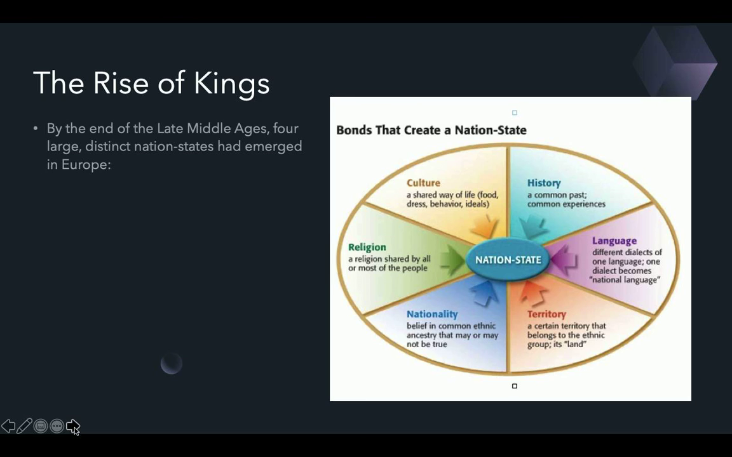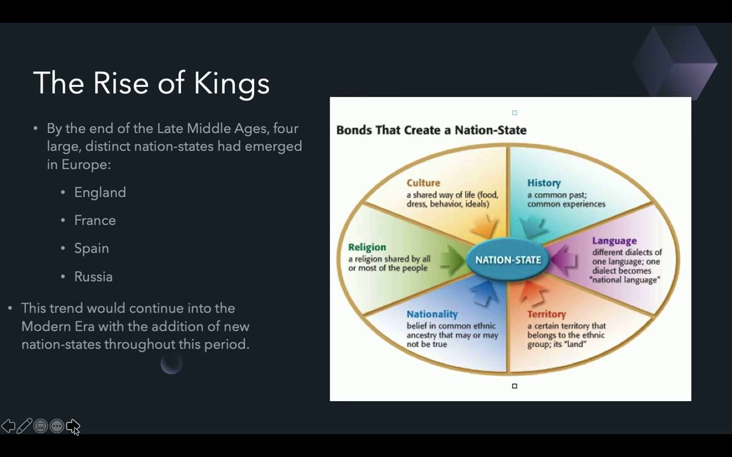So by the end of the late Middle Ages, 4 large, distinct nation-states had emerged, and those were England, France, Spain, and Russia. And this trend would continue into the modern era with the addition of new nation-states throughout this period. And political power would continue to become concentrated in more and more efficient forms of the state.